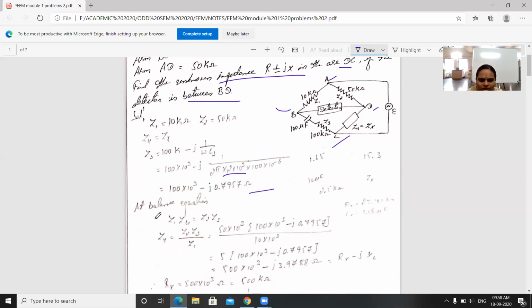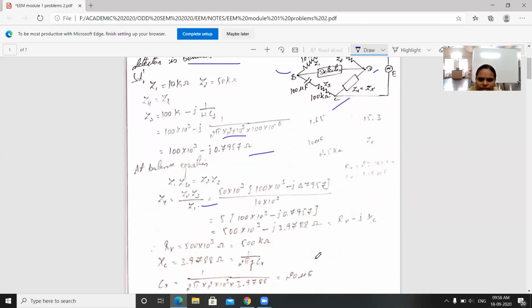At the balanced equation, we can write Z1 Z4 is equals to Z2 Z3. Here, Z4 is going to be taken as Z2 Z3 divided by Z1. Substitute for each parameter, that is Z1, Z2, Z3 in the equation. Solve for this. After solving, you'll be getting 500 into 10 raised to 3 minus J 3.9788 ohms. Observe here, this is your real value.